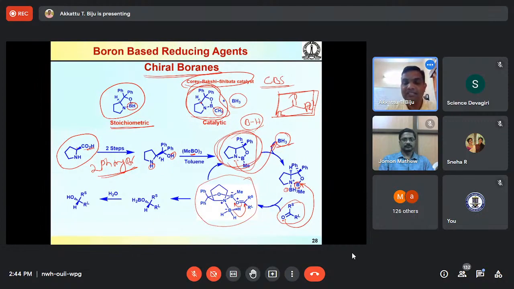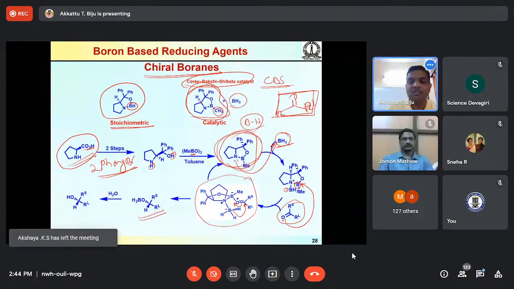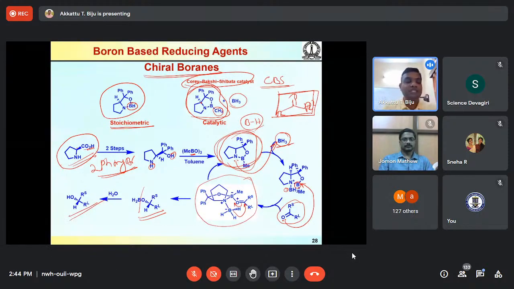So in this case, because of the stereochemistry of the starting proline, the delivery of the hydride always takes place from the top face of the molecule, because the bottom face of the molecule is blocked. This leads to the formation of this intermediate, which on hydrolysis will lead to the alcohol, which is enantiomerically pure in form.